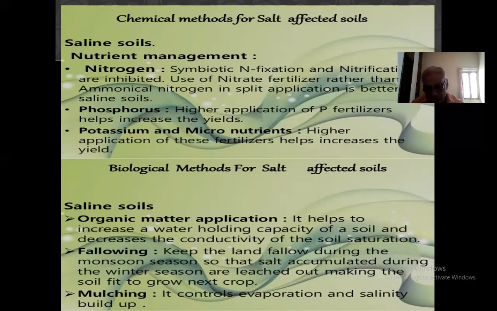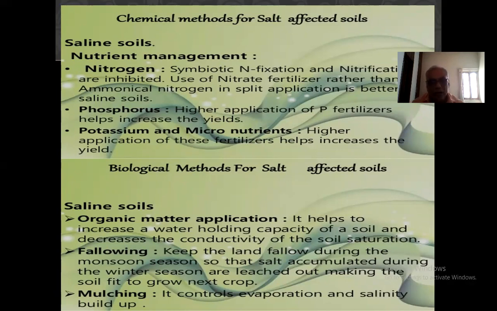Generally, in problematic soil, saline and alkaline soil, you will find deficiency of zinc and iron. They are present in the soil, but they are not available. Therefore, when we apply zinc sulfate or ferrous sulfate at the rate of 25 or 50 kg per hectare respectively, then we can increase the crop productivity.